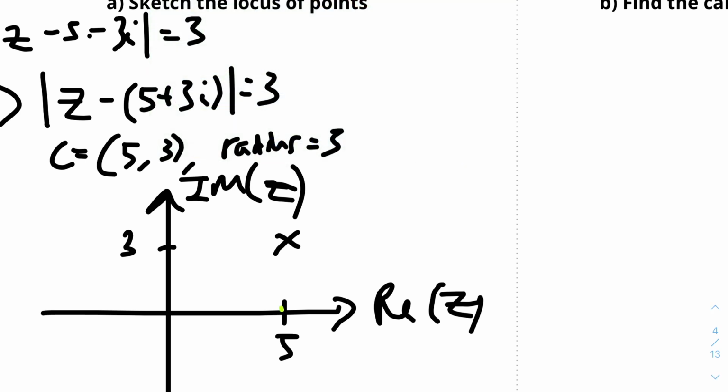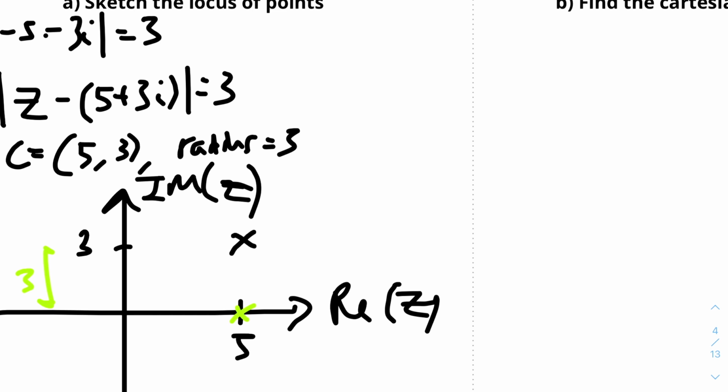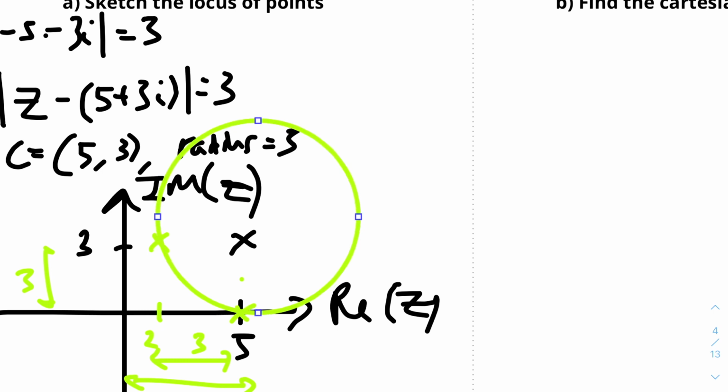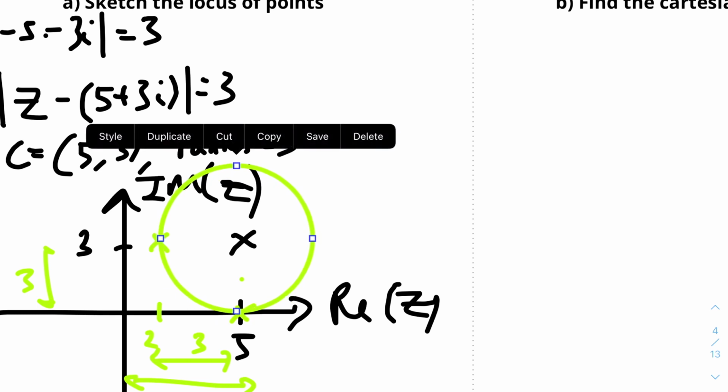That means it must touch this point right here, because from here to here is 3 units. And the circle can't touch the imaginary axis, because from this point right here to the imaginary axis is 5 units, and it has only a radius of 3. That means it will only reach 2 right here, because 2 to 5 is 3 units. Therefore, we can draw a circle which looks like this. It's a bit not proportional, so I'm just zooming down, and that basically looks right.